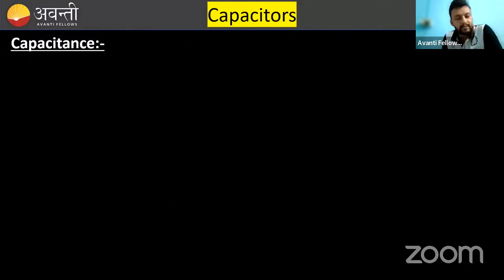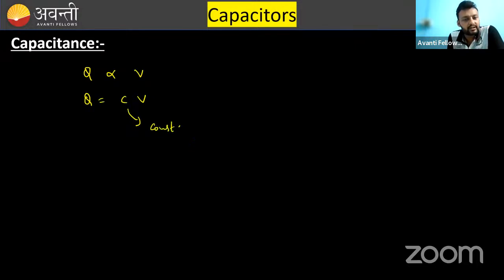Capacitance, everybody knows, is the ability of a conductor to store charge, the capacity of a conductor to store charge. One thing that everybody knows is that charge on a conductor is directly proportional to the potential difference, or you can say Q is equal to CV, where C is a constant of proportionality and is called capacitance. So the first statement is Q is equal to CV.